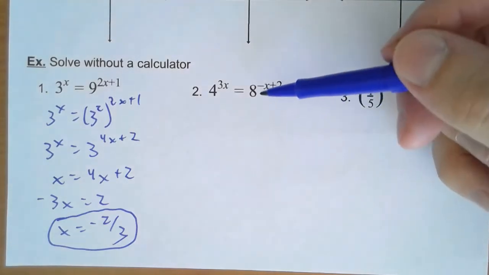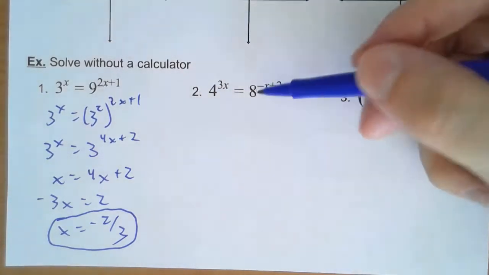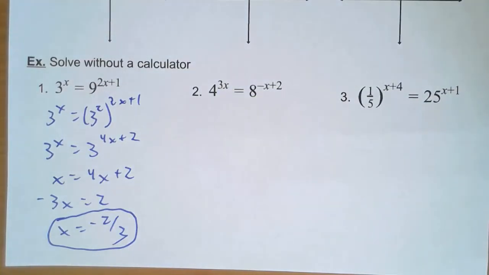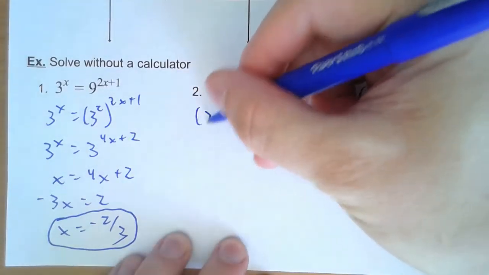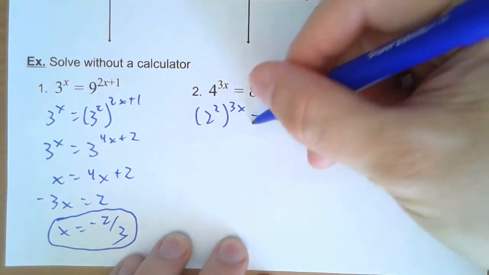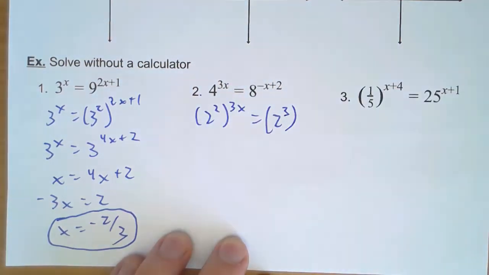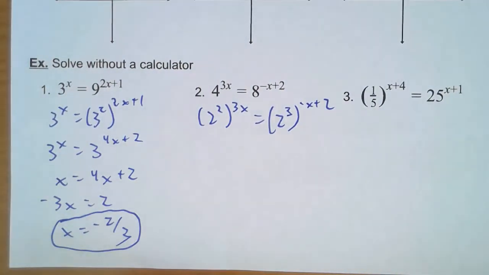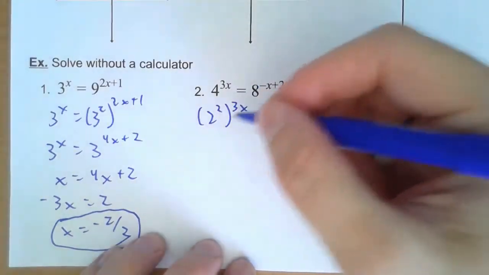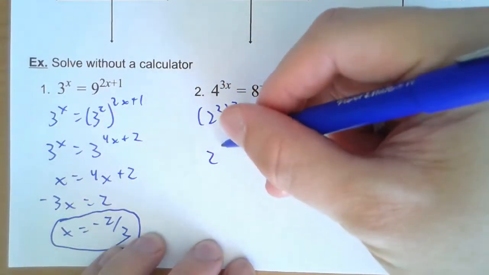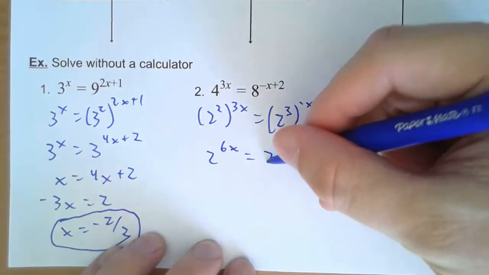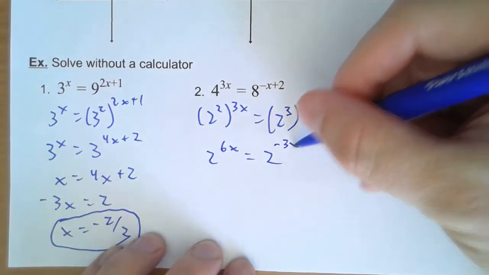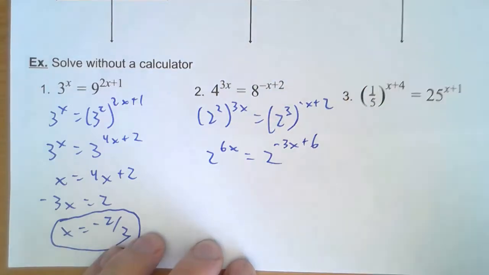But typically what we do is we say, well, let's just change both of them. Both of them have kind of a common base that they could be rewritten as. Both of them could be rewritten as 2 to a power. 4 is 2 squared, right? And then 8 is 2 cubed. So I rewrite both sides so that they have the same base. Then power to a power, I multiply those exponents. So that's 2 to the 6x, and then that's going to be negative 3x plus 6.